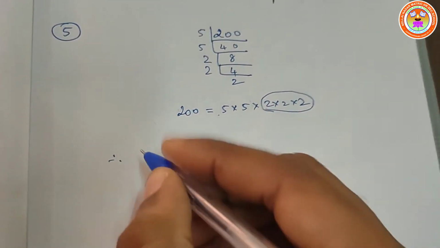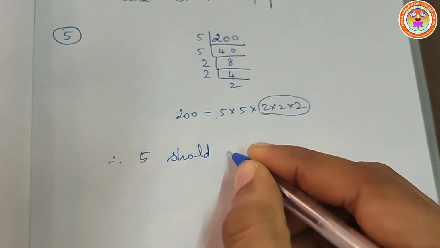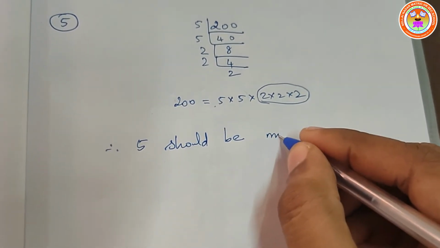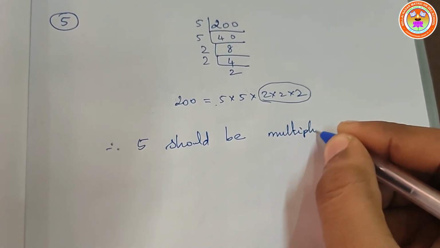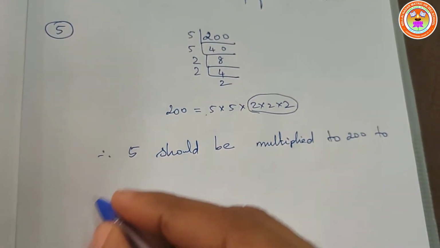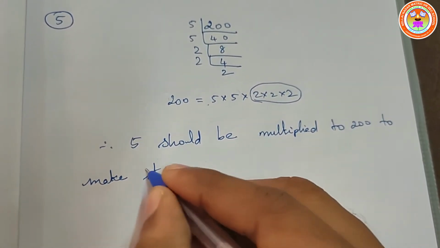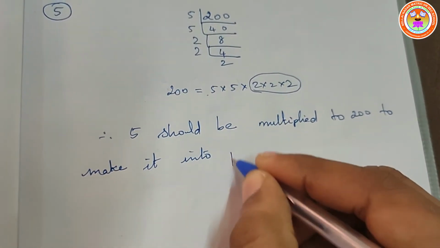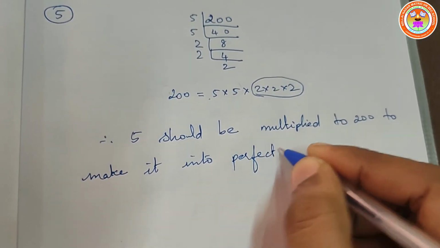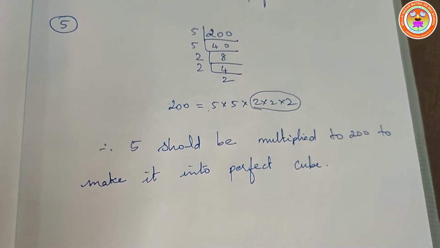If you multiply with one more 5, we will get 3 5s, then it will become a perfect cube. So what you will write: therefore 5 should be multiplied to 200 to make it into a perfect cube. Clear, children? Now we move on to the next question.